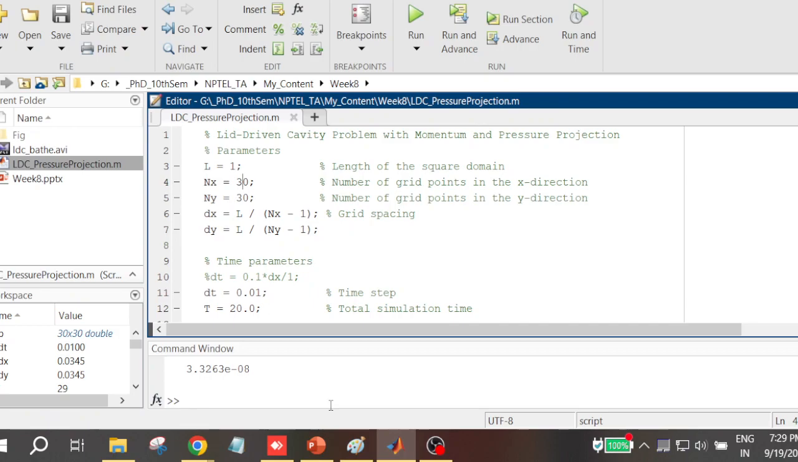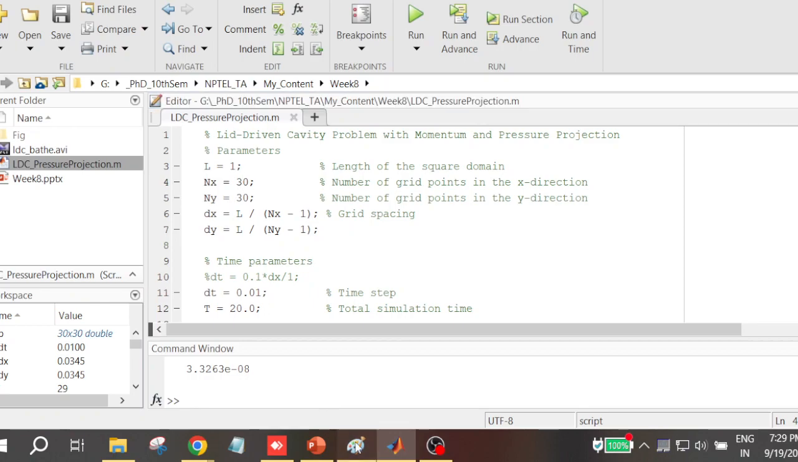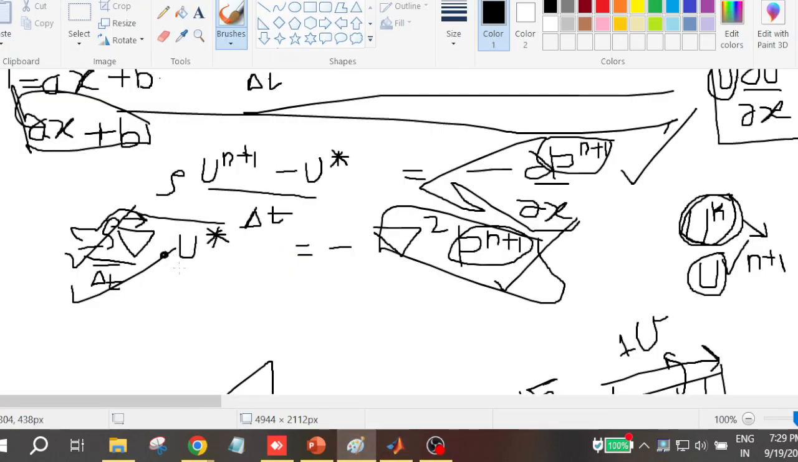Is the Navier-Stokes equation divergence free for the intermediate velocity? No, the intermediate velocities are not divergence free. That is what I was telling here. So the divergence of u star is not equal to 0, so it is not divergence free, whereas the divergence of u^(n+1) will be equal to 0, so it is divergence free. So the intermediate velocity is not divergence free.